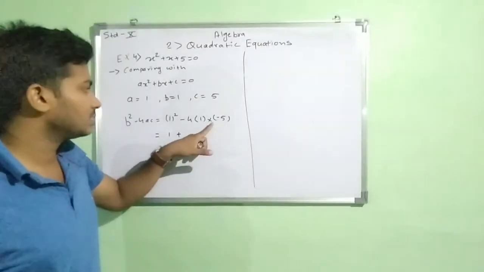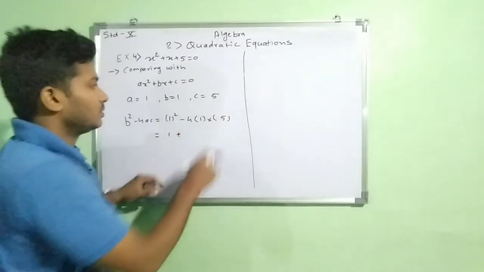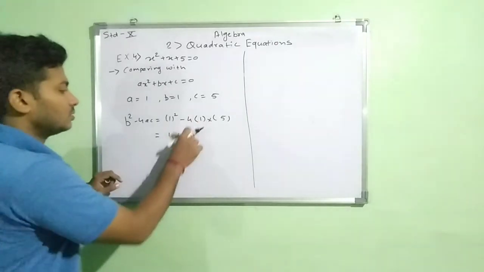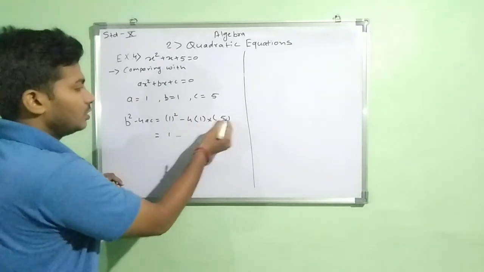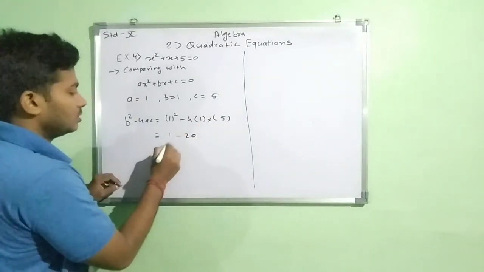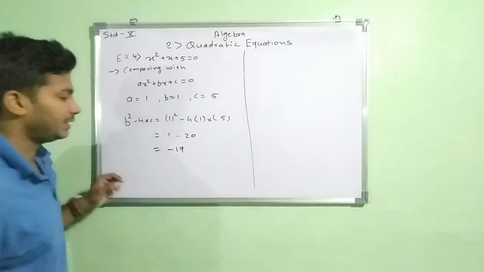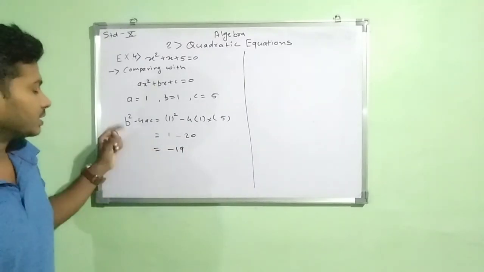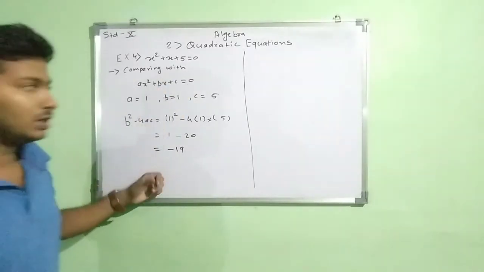So there is a mistake, a plus sign will not come because the value of c is 5. So only the negative sign will be there. 4 into 5 will be 20 only. So 1 minus 20 will be minus 19. Okay. Now it is correct. Now we have to substitute that value in our formula.